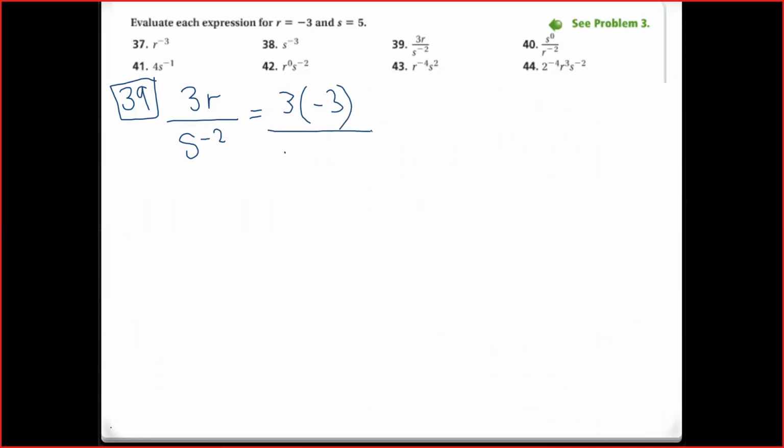over 5 to the power of -2. Then 3 multiplied by -3 is what? -9, thank you. Over 5 to the power -2.